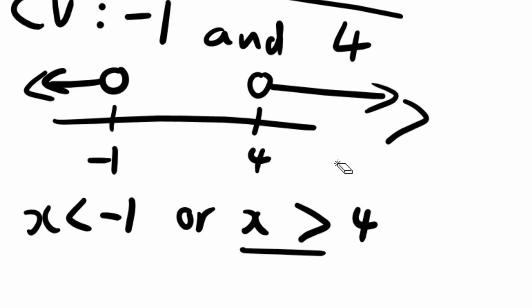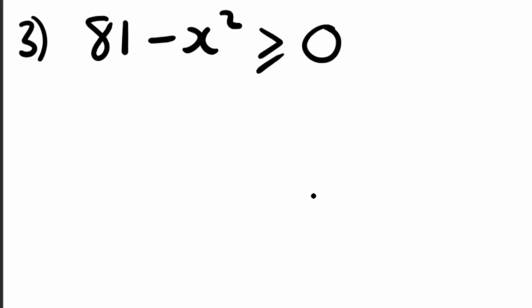Let's look at the next question. That is the final answer. Number 3 says, find the values of x for which 81 minus x squared will be greater but also equals to 0. Let's be careful. This one is but also equals to. Now we are going to shade and we are not going to open.